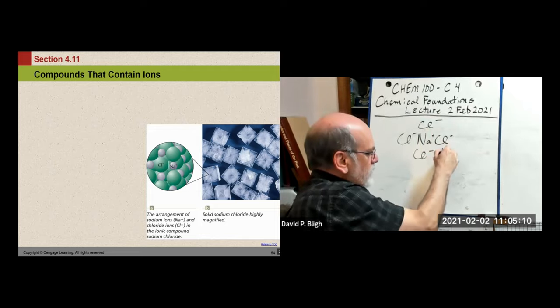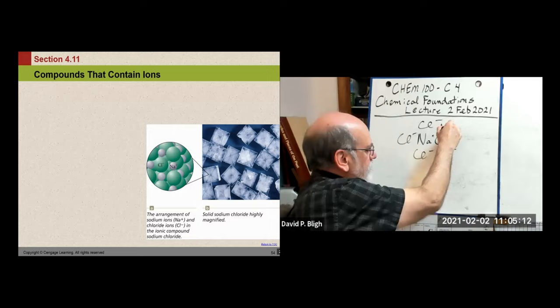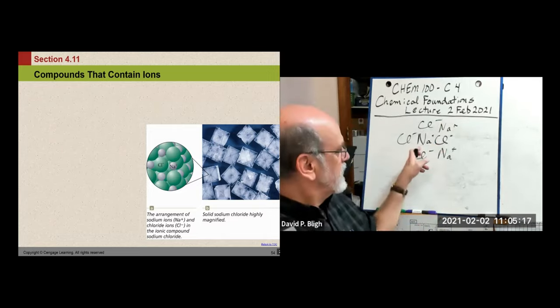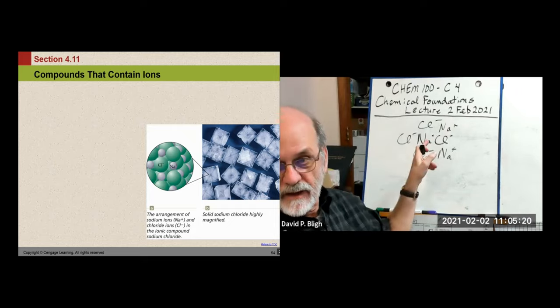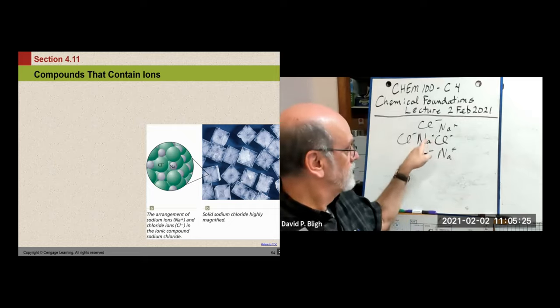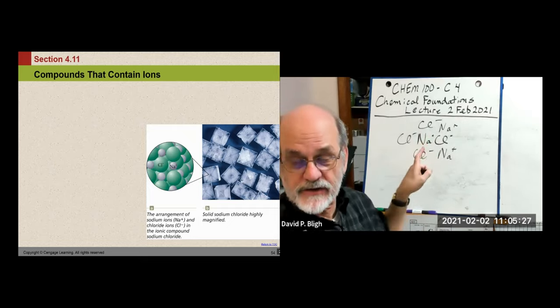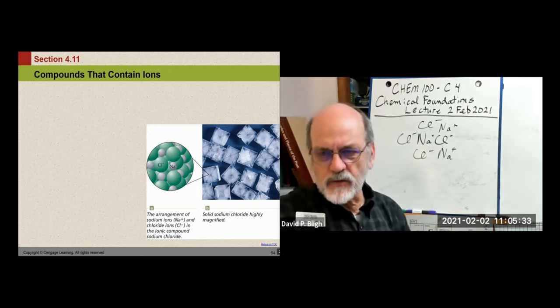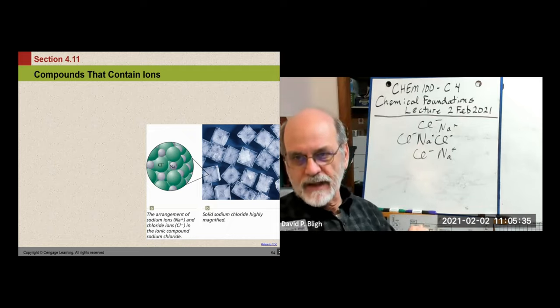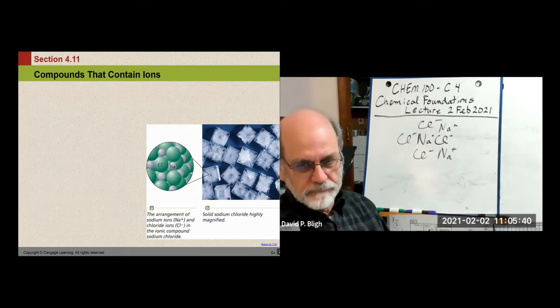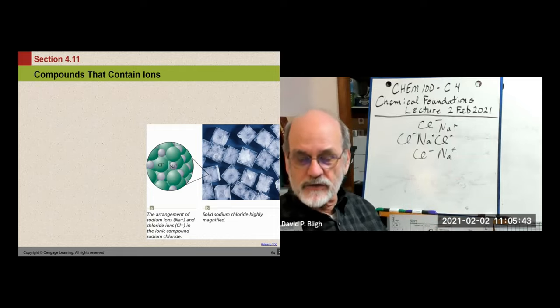And the negatives are surrounded by positives. What we're saying is the simplest ratio is 1:1. But in reality, when that is in the crystal lattice, sodium is actually in contact with 6 other chlorines. Right? And sometimes we refer to that as the coordination number. How many other ions is this positive associated with? 6. And same for the chlorine. It's associated with 6 other positive charges.